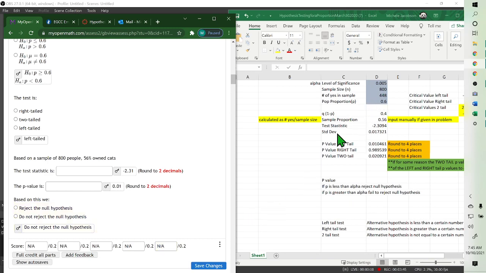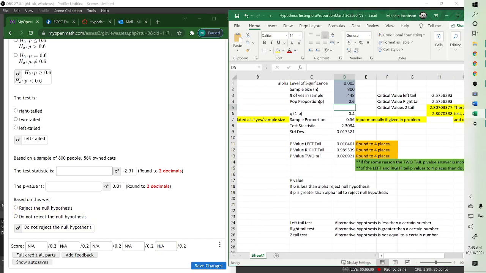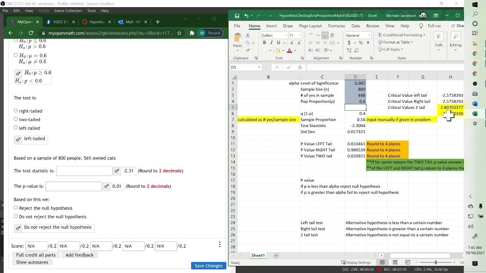So you just plug in here, and then anything they ask for, if they want critical values, they're over here. Test statistic is here. P-values, and they even tell you on the test what to look for.